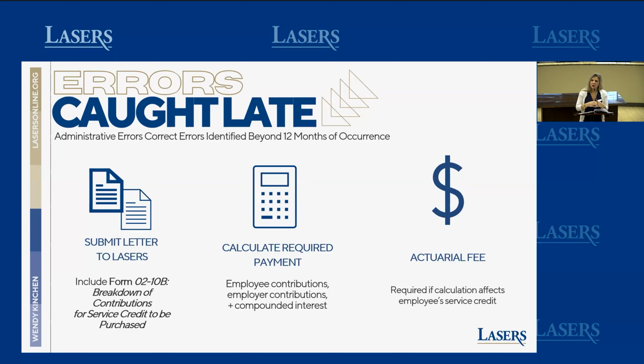You're going to have to apply for the administrative error. You're going to have to submit the letter. You're going to have to submit the form with the breakdown of earnings. You're going to have to go back and calculate, again, the contributions. It's also going to include compounded interest. There may be an actuarial fee, and it may affect that employee's service credit. So it's going to be a much larger headache. You're going to have to take a larger amount of time, and go through LASERS and through that process.